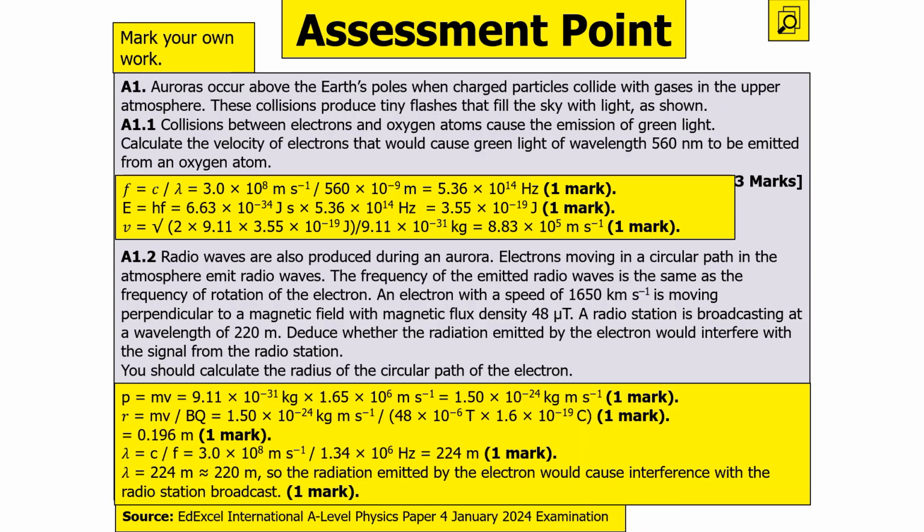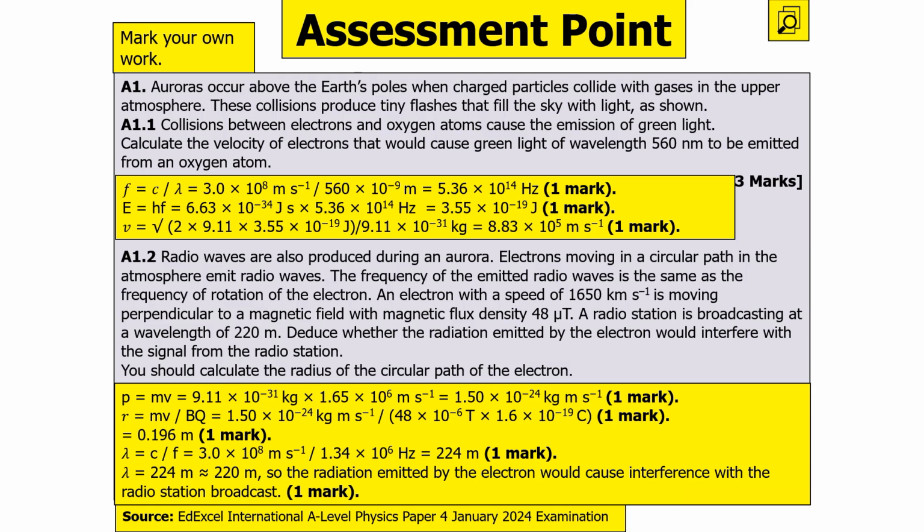In the second question, we know the momentum is going to be the mass of the electron times its velocity. So it's 9.11 times 10 to the minus 31 times 1.65 times 10 to the 6. So it's 1.50 times 10 to the minus 24 kilogram meters per second. We know r equals mv over bq. So with this information, we know r is equal to 0.196 meters.